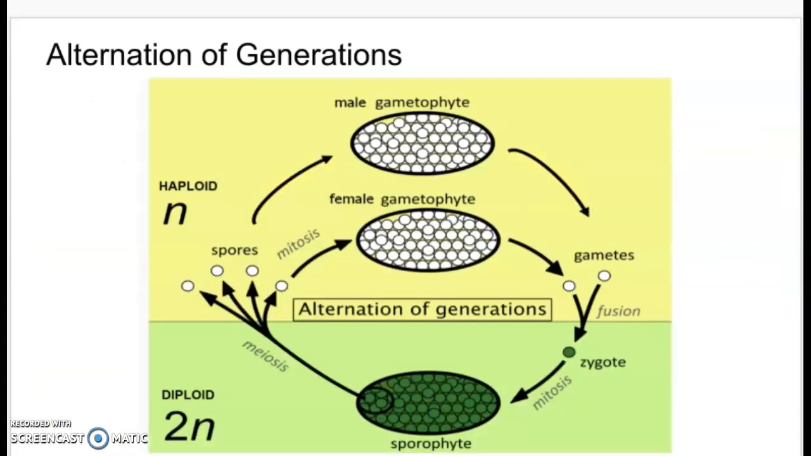Sexual reproduction in plants is very interesting and a little bit long, so hang in there. While you should be drawing this, you're going to be pausing this video at multiple stages to draw this. Notice it's called alternation of generations.